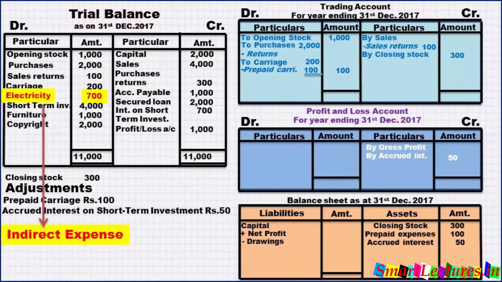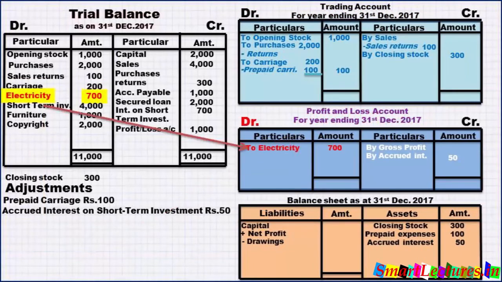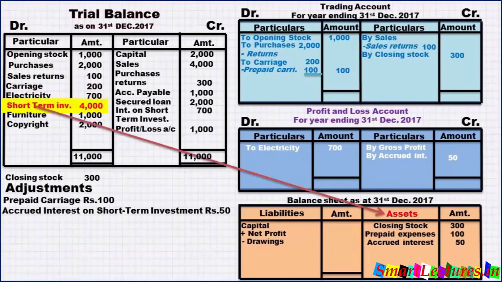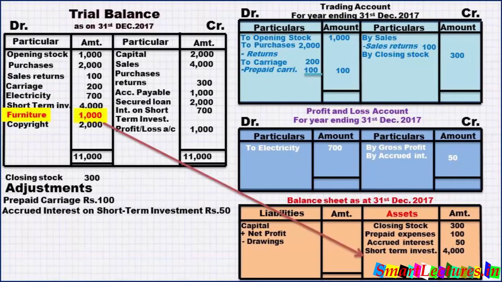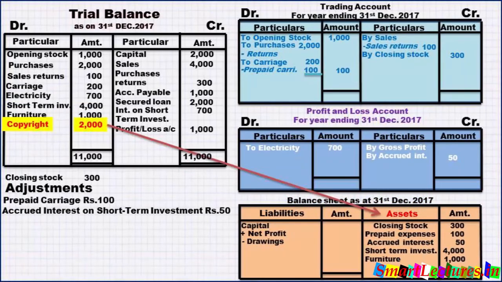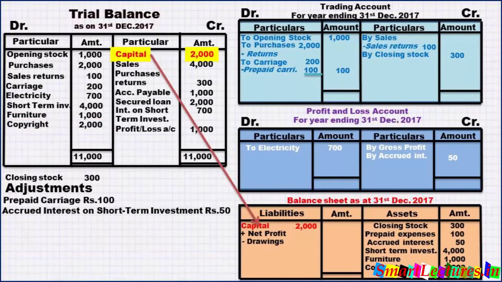Then electricity, indirect expense 700, to the profit and loss account debit side. Short-term investment, this is an asset, it will be taken to the asset side of the balance sheet, 4000. Furniture 1000, it will be taken to the debit side of the balance sheet, it is an asset. Copyrights 2000, it will be taken to the debit side of the balance sheet, which means asset side. Then capital, it will be taken to the inner column of the balance sheet. Then sales on the credit side of trading account, and 4000 minus 100, that will be 3900 in the outer column.